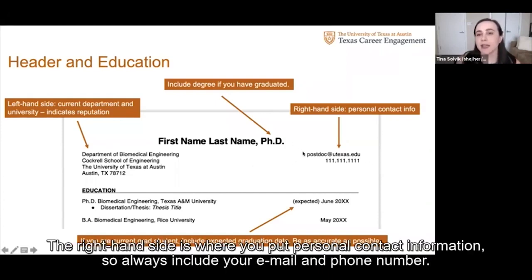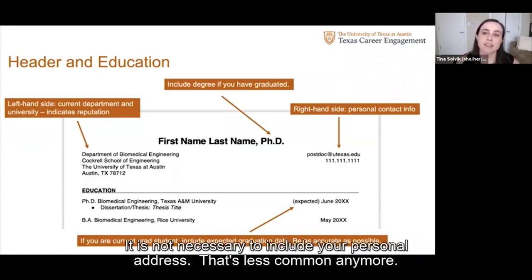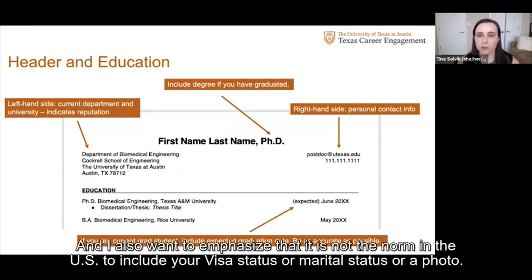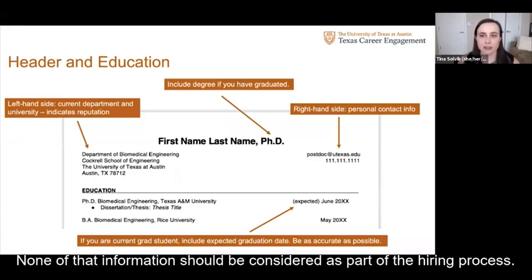Reviewers are going to look at this early on to understand the reputation of your current university. The right-hand side is where you put personal contact information, so always include your email and phone number. It is not necessary to include your personal address. That's less common anymore. I also want to emphasize that it is not the norm in the US to include your visa status, your marital status, or a photo. None of that information should be considered as part of the hiring process.